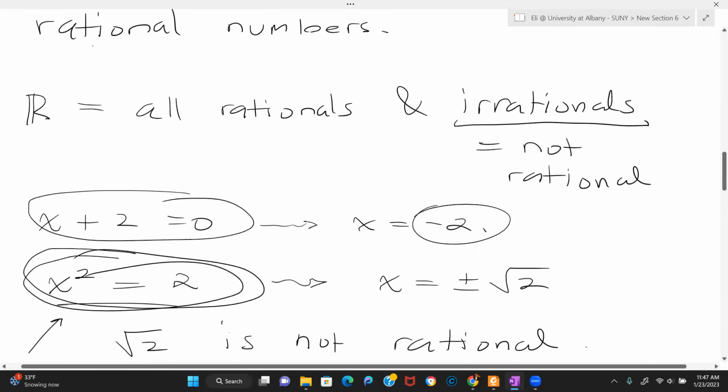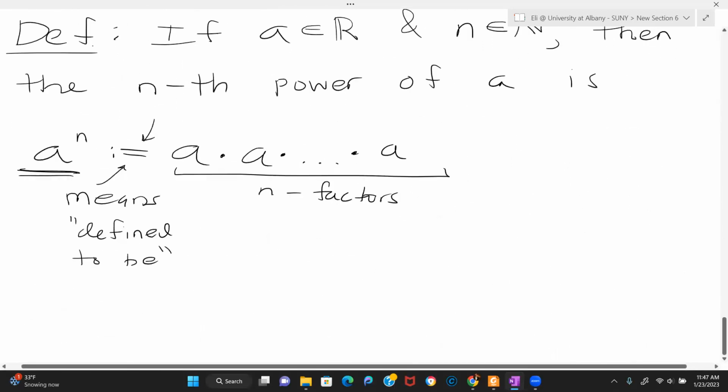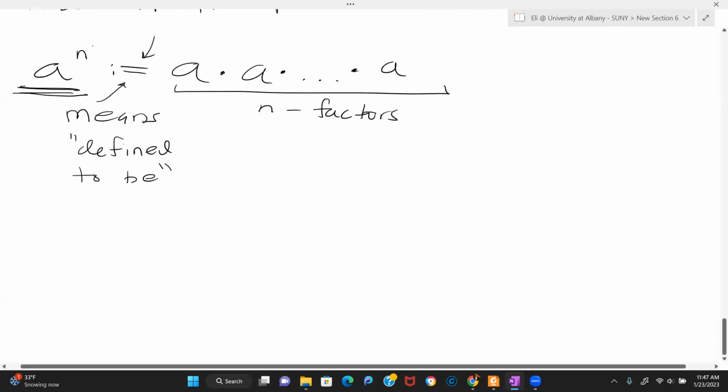So yeah, even with these actually. So yeah, I might use that symbol just so you know what that means. When you see the colon and then the equal sign, that means that there's this string of symbols which don't have meaning, and now I'm assigning meaning to them. So that's what this means. So a to the n, raised to the nth power, is defined to be this repeated product right here.